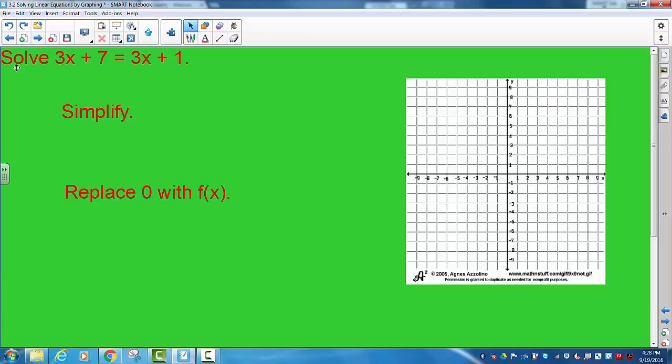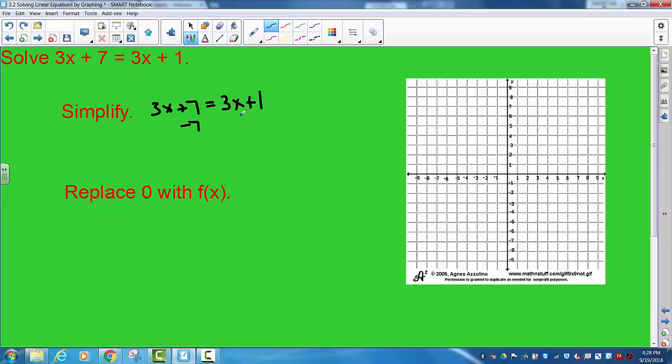Alright, now solve 3x plus 7 equals 3x plus 1. Some of you may already know, just by looking at this, that the answer to this one is no solution, but let's figure out why. Simplify it. So that gives us 3x plus 7 equals 3x plus 1.